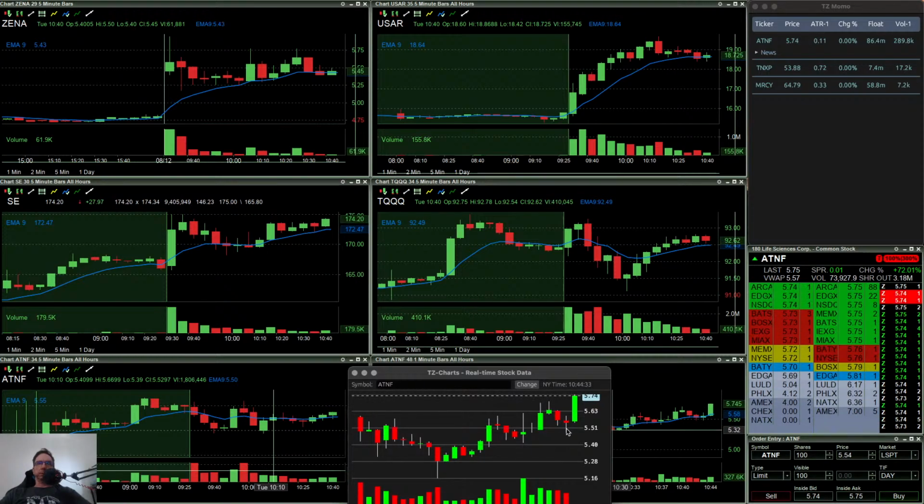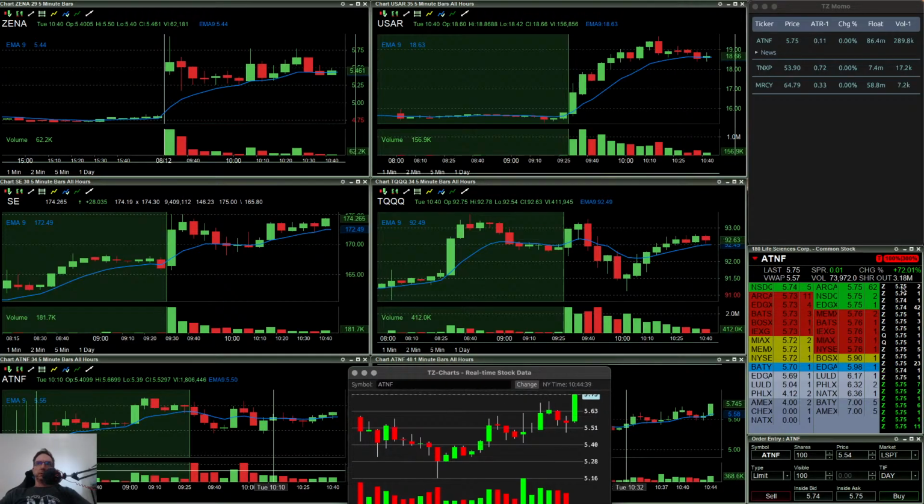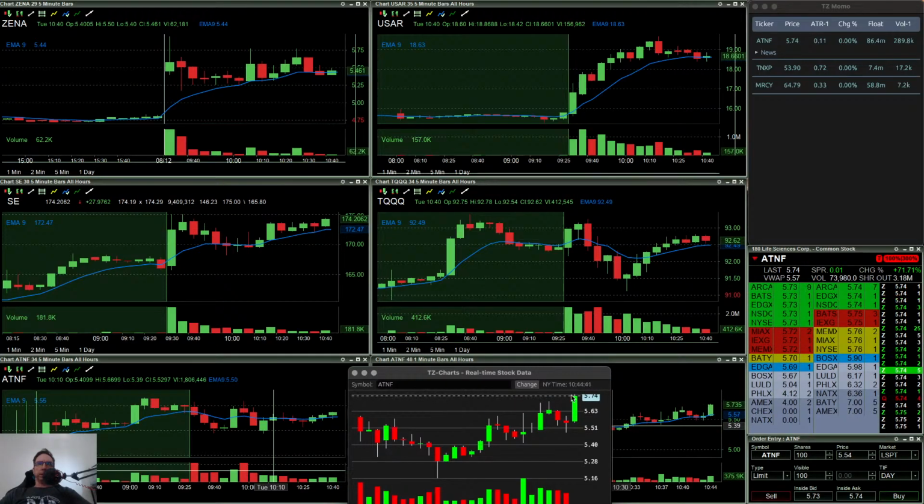Let's see if this is 44.35. We got about 30 seconds, but the 75, those prints are coming through. I need to put a little padding up here on the top.